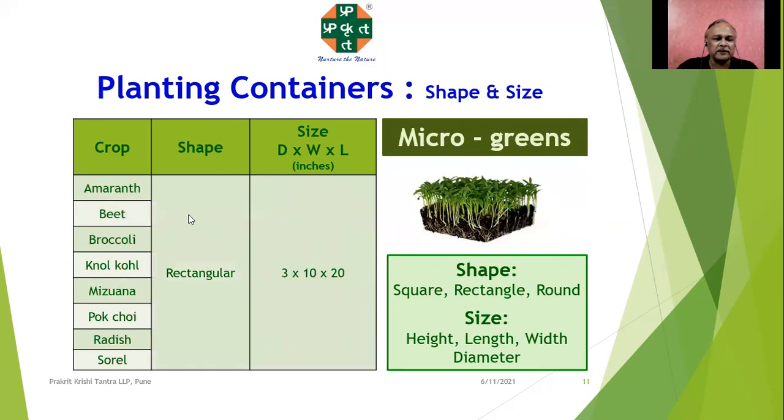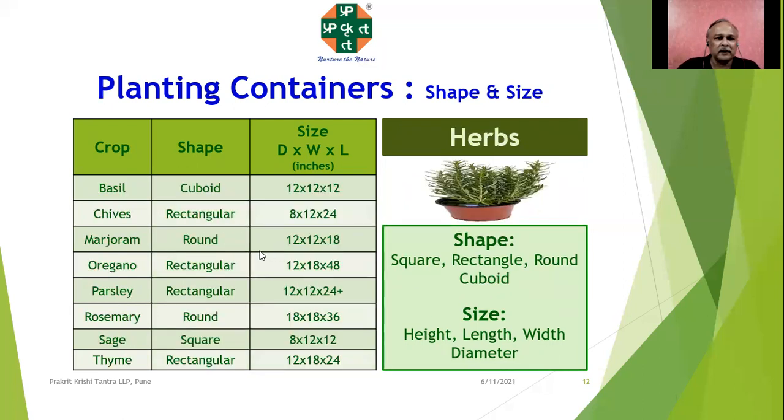Similarly, for microgreens, I've taken a few examples. Generally, the container size available in the market is 3 inches deep, 10 inches wide, and 20 inches long. So in this, you can grow different kinds of microgreens. I'll talk about microgreens in detail afterwards.